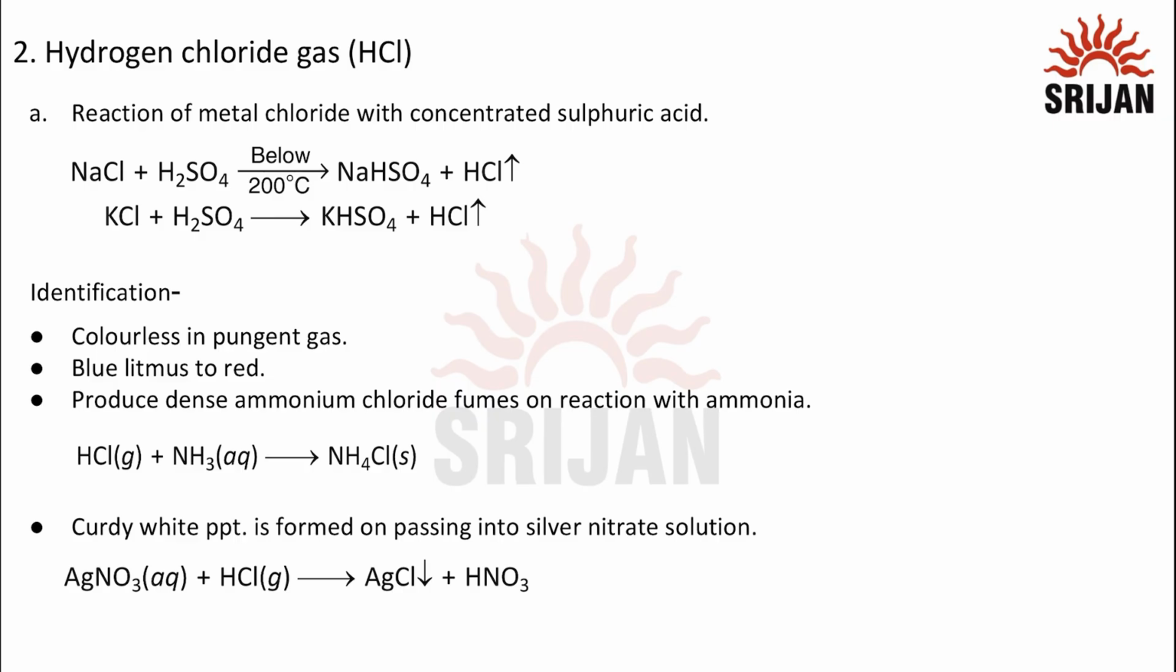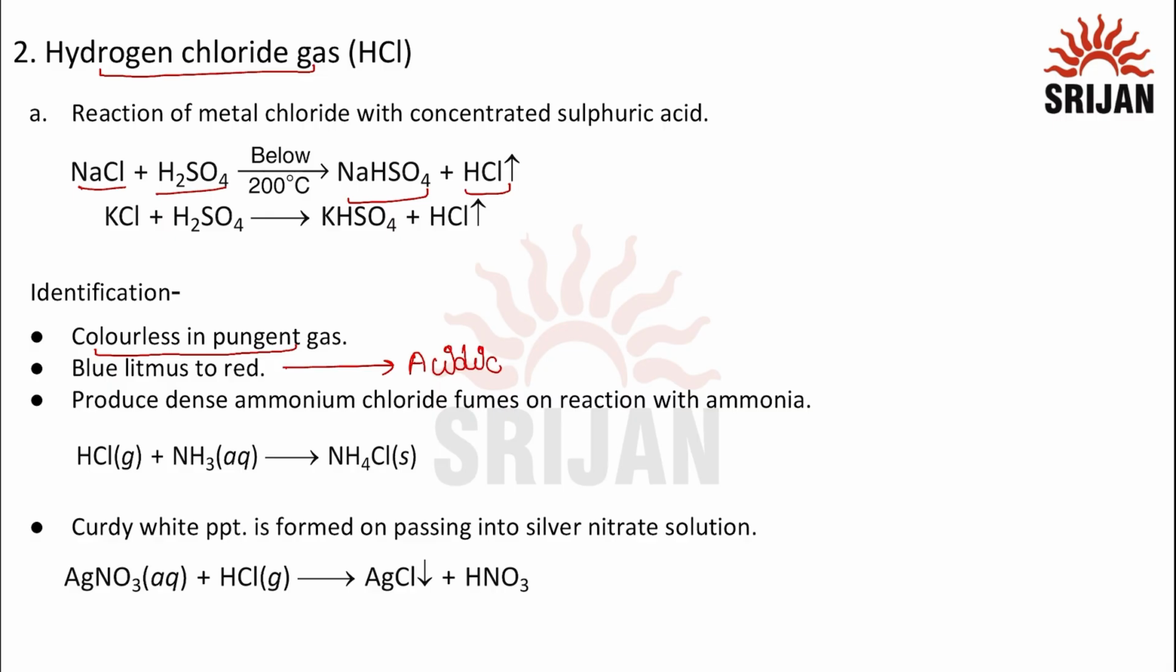The second gas that we have to study is hydrogen chloride gas. This hydrogen chloride gas can be obtained when metal fluoride reacts with concentrated H2SO4 and you get metal sulfate and hydrogen chloride. The points of identification are that hydrogen chloride is a colorless and pungent gas. It turns blue litmus to red, which shows its acidic nature.